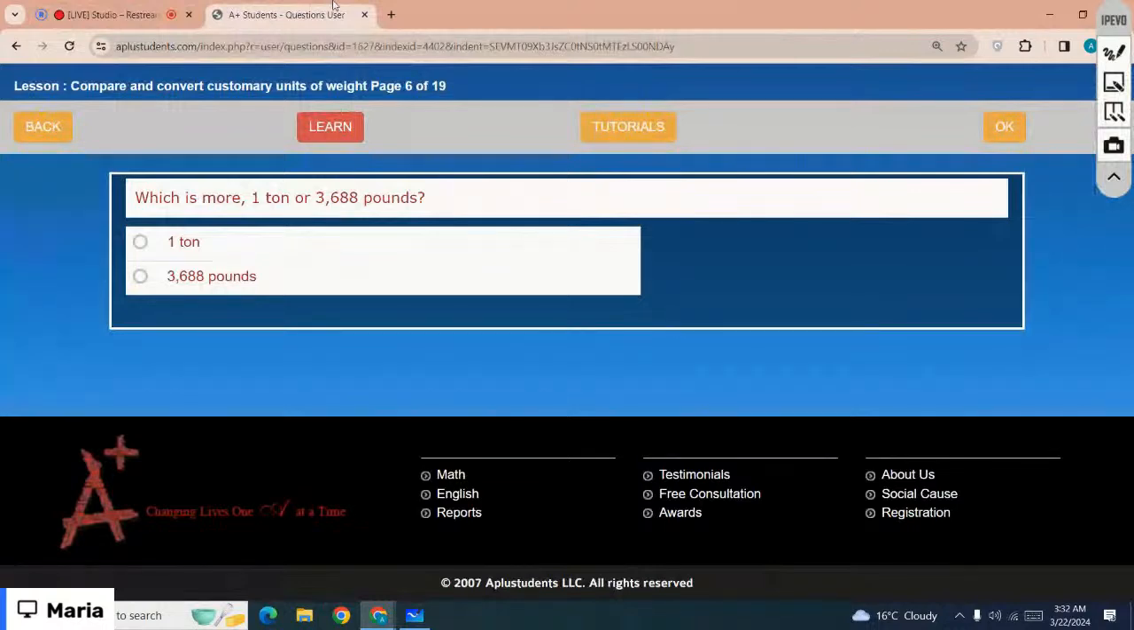Which is more, 1 ton or 3,688 pounds? Which is the correct option? 3,688 pounds is more than 1 ton, right? Because in 1 ton you have 2,000 pounds. So the correct option is 3,688, right? Okay, you can complete the lesson by yourself later today. Let me just move on to the next lesson. No, not 1 ton. In 1 ton you have just 2,000 pounds.